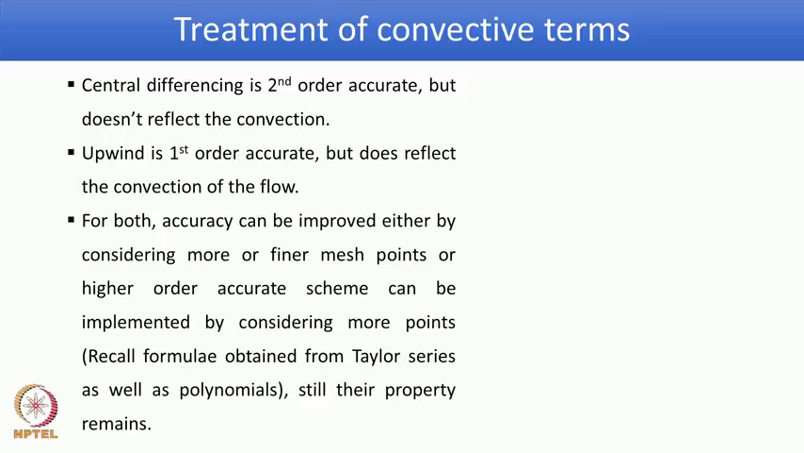For both, accuracy can be improved by considering more or finer mesh points. What we have shown is a second order approximation for the central scheme, that is, you take one node on the left, one node on the right and take the average. You can actually extend it by taking an extra node on either side. So, it can be 2 nodes on one side, 2 nodes on the other side and take the average accordingly. So, that becomes the next order of accuracy in the central difference scheme.